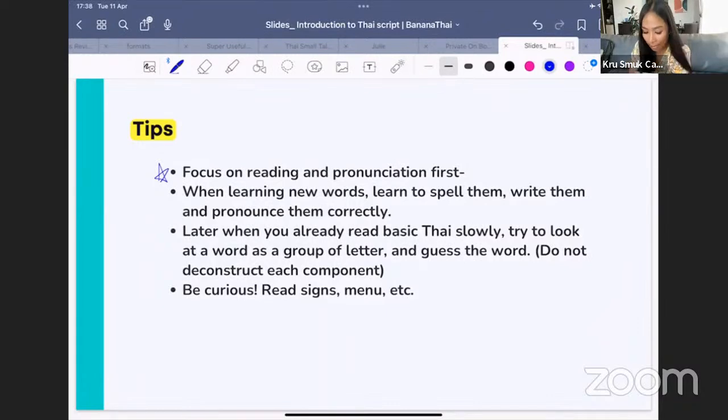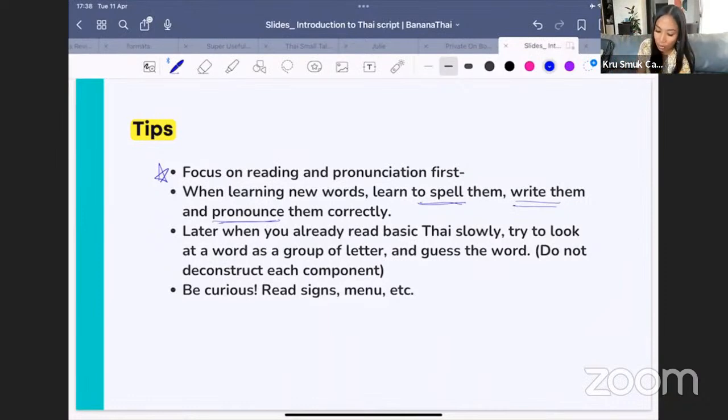Okay? Secondly, when you learn new words, learn to spell it, learn to write it, and learn to pronounce it correctly from the beginning. It takes much more effort to relearn what you've learned wrong. So do it right from the beginning.